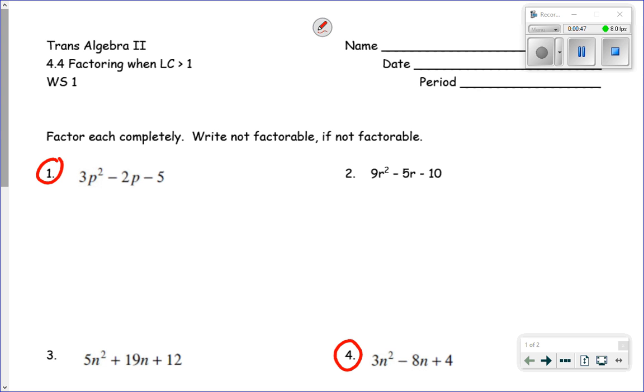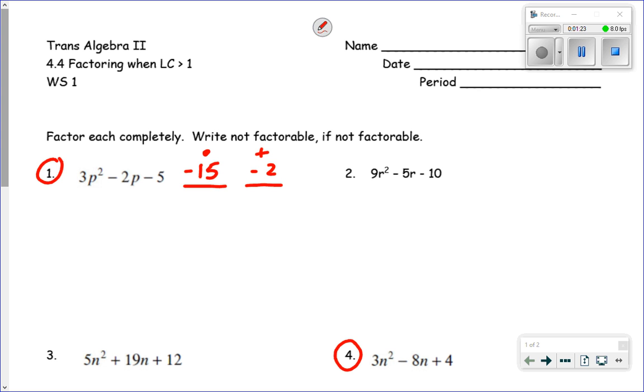So we're going to start with number 1. We have 3p squared minus 2p minus 5. So first thing is to make sure there's no negative sign out in front of our a term, which there's not. So now we can move on to step 2, where we multiply a and c. And I'm going to draw a couple blanks here. This is multiplying and adding. Okay, so we're going to multiply a times c. So 3 times negative 5 is negative 15. So that's going in blank 1. Then we always put the middle number in blank 2, so negative 2.